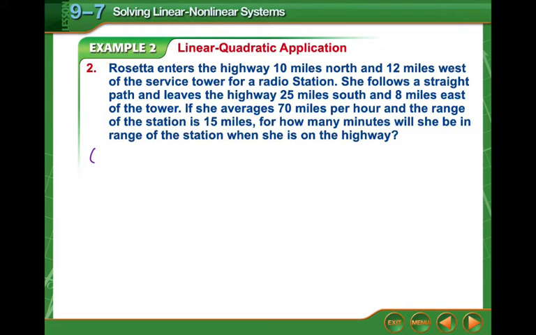So she enters the highway at negative 12, 10. She exits the highway 25 miles south, so that's a negative 25 for the y, and 8 miles east, that's now to the right of our axis, so that's a positive 8. So there are our ordered pairs for when she enters and exits the highway. That's not when she enters and exits the radio station's service area, but we do need those in order to come up with the equation for the line she's traveling down this highway. So we're going to use our slope formula.